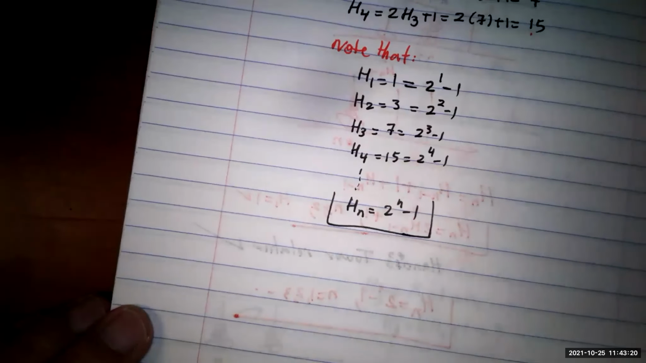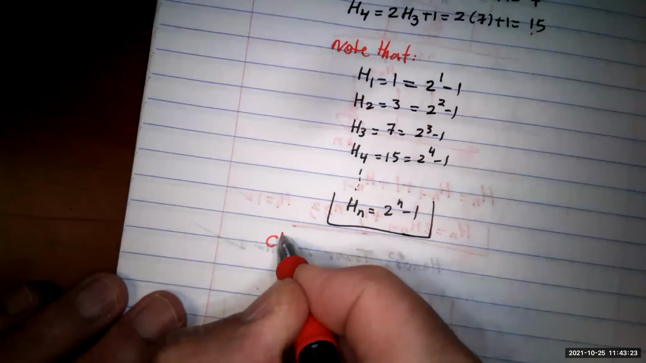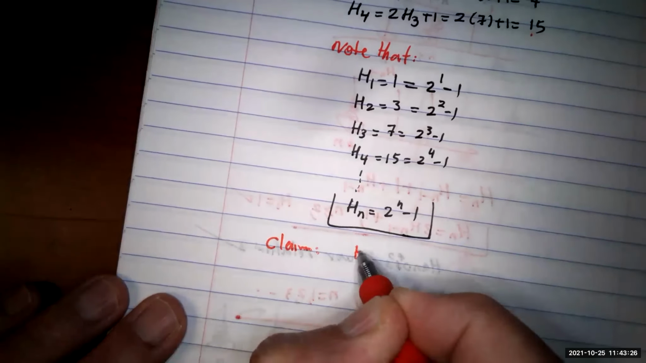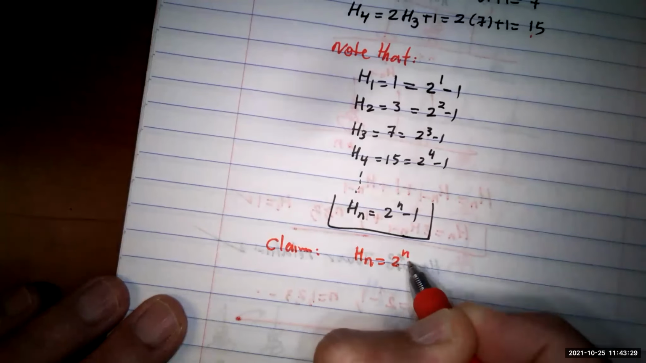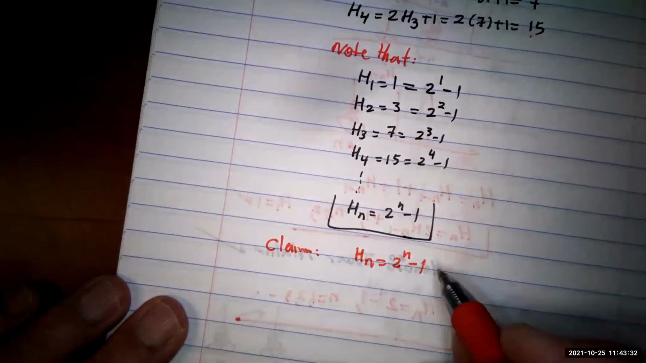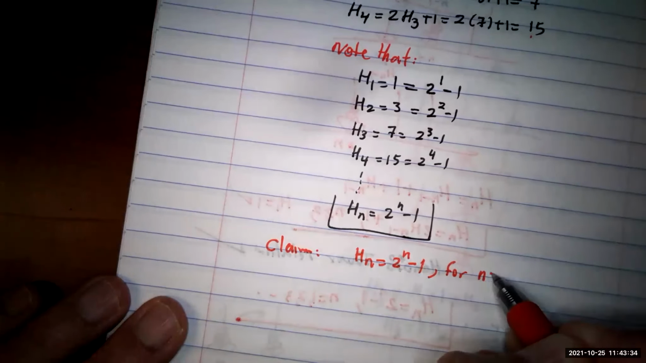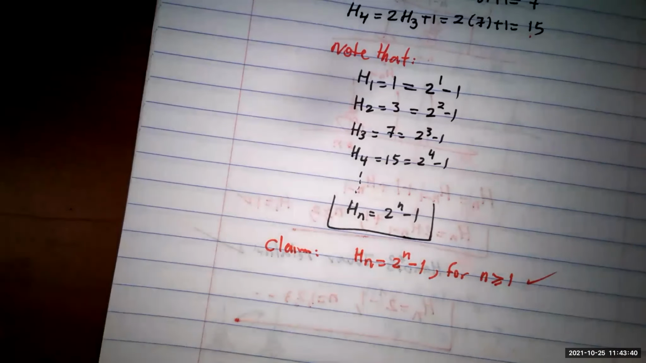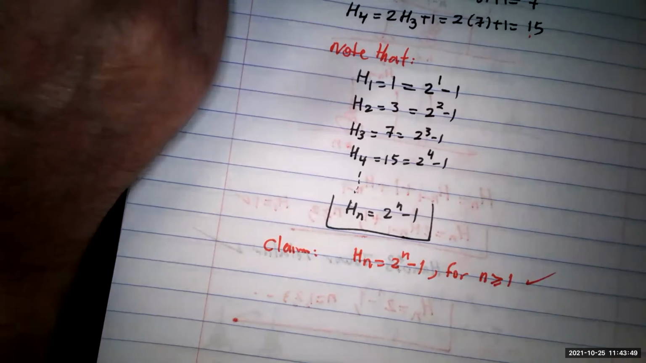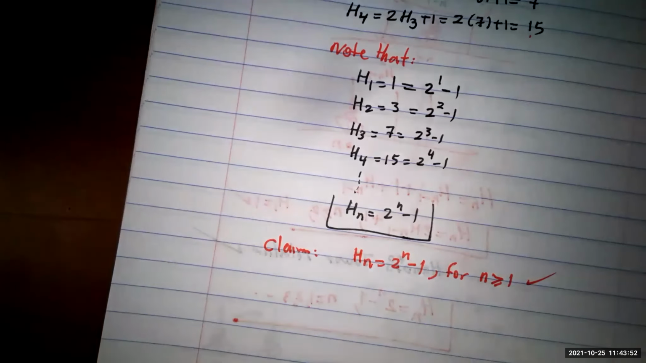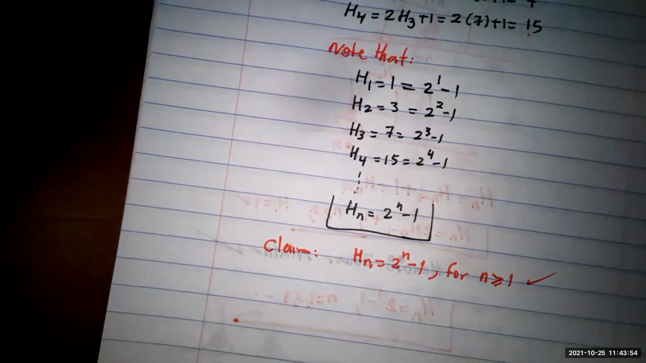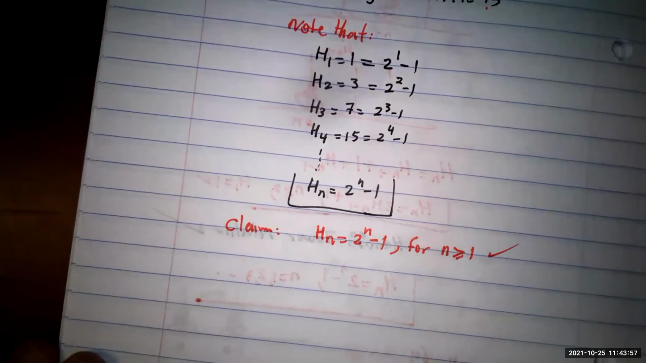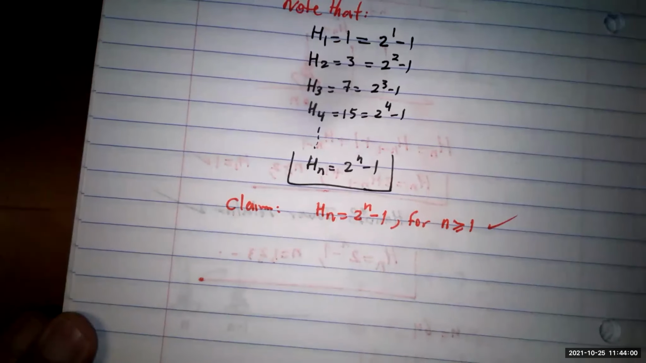So what is going to be the claim? You claim that Hn must be 2 to the n minus 1 for all n greater than or equal to 1. This is going to be your claim. Okay? Any question? But you have to prove your claim. And you know that. How are we going to prove the claim? We prove the claim by using induction. This is where the procedure of the induction is coming. Okay, any question?